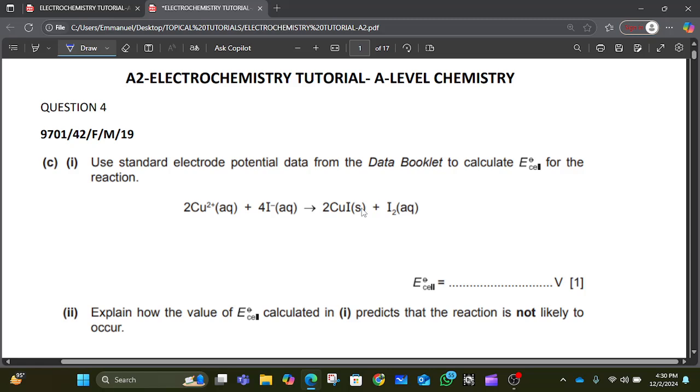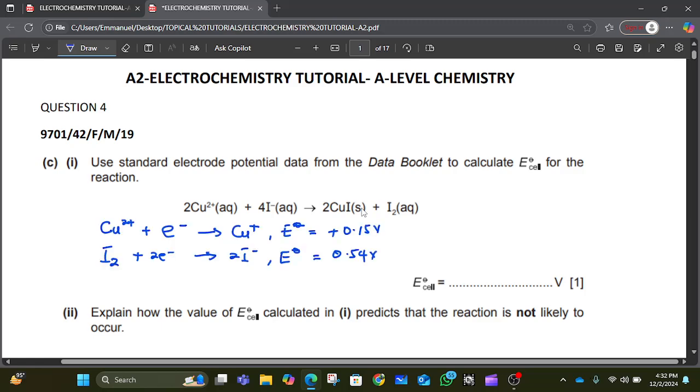Question 4, C. I. Use standard electrode potential data from the data booklet to calculate E naught of cell for the reaction 2Cu2+(aq) + 4I-(aq) giving 2CuI(s) + I2(aq). From the data booklet, every electrode potential equation is written in the reduction form. So you know reduction is the gain of electrons.